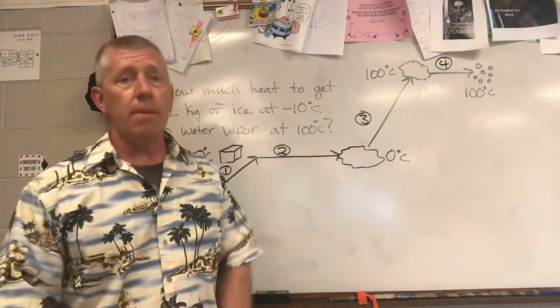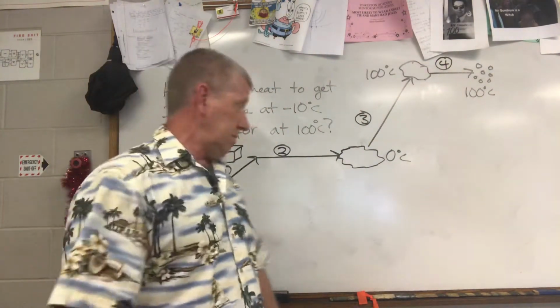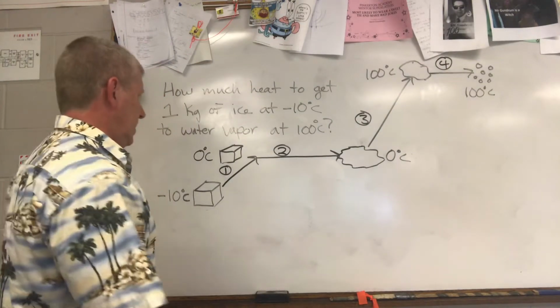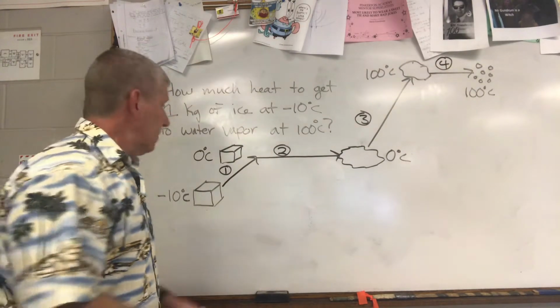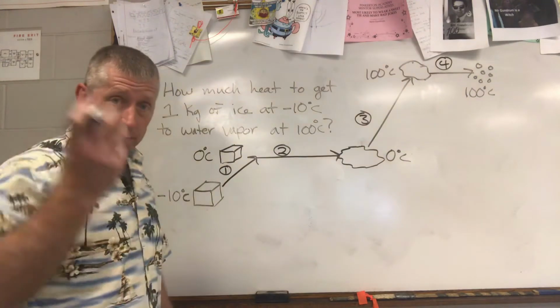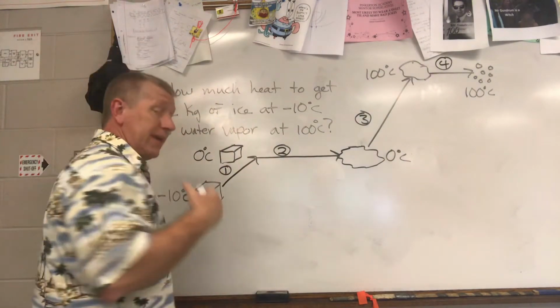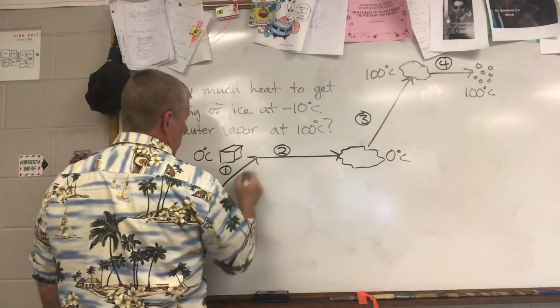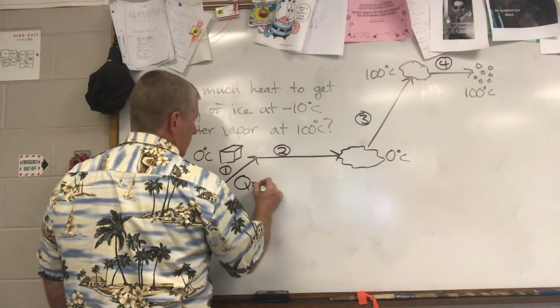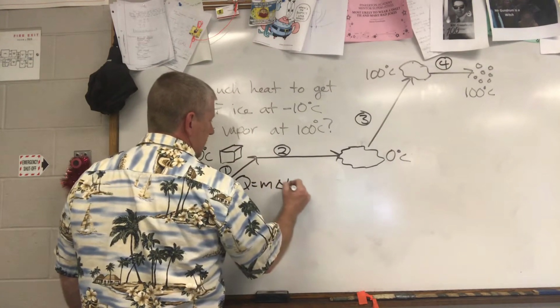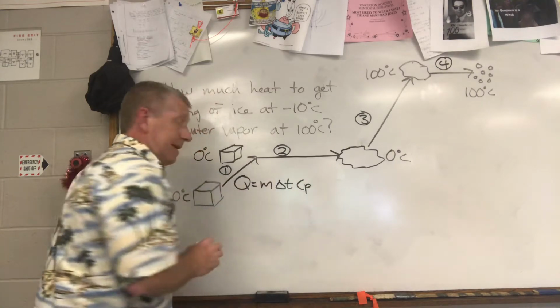It's a 4-step problem no matter how you slice it. Okay, now what do I do? I'm going to pull from Chem 1 an equation that you had. Yes, you did. I call it the heat equation. For step 1, we're going to need Q is equal to M delta T Cp.